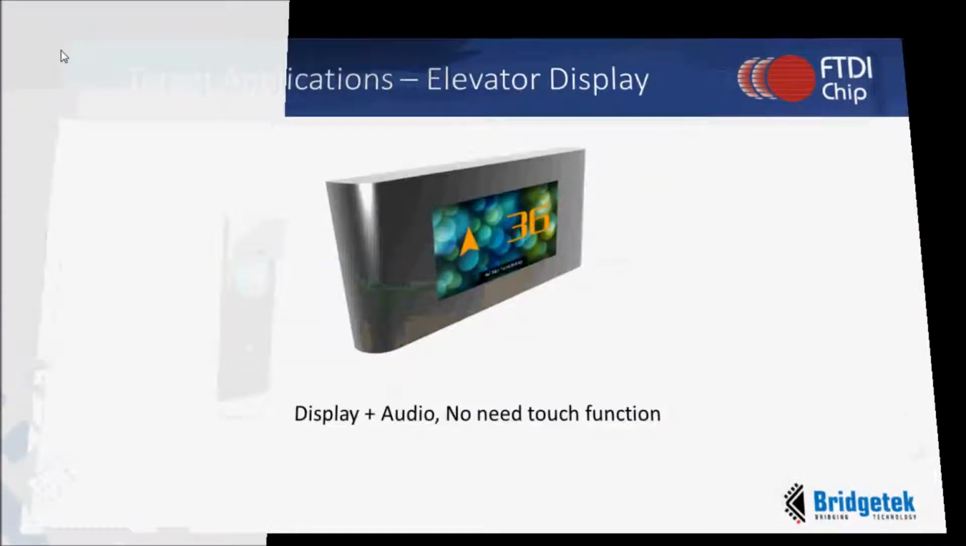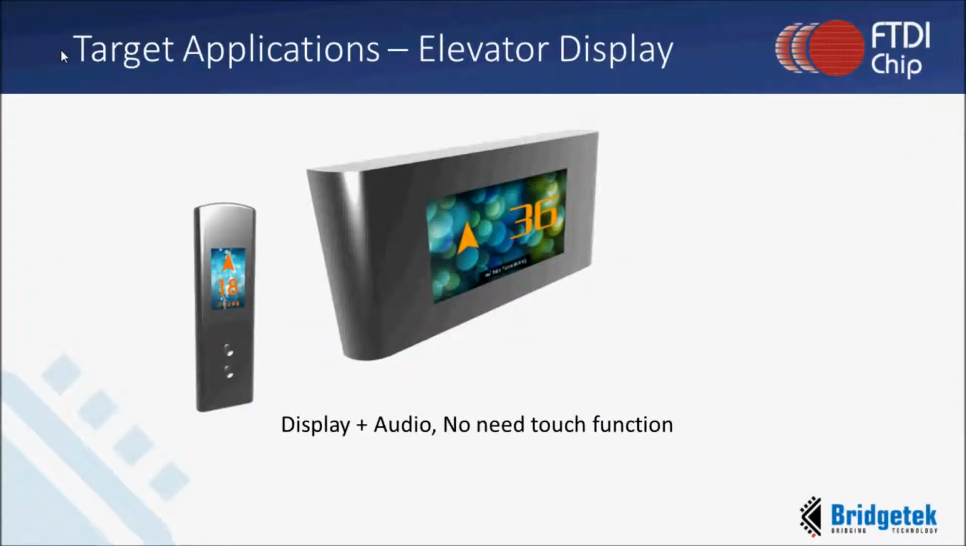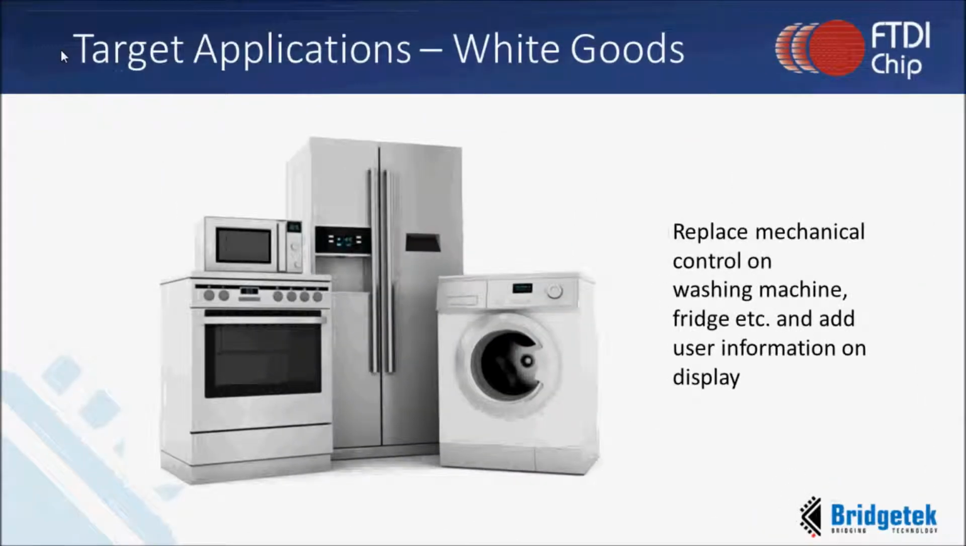The next application we have here is an elevator display. This does not require audio or a touch function, and can just be used to display which floor you're on in an elevator. The next application here is white goods, so you can replace the mechanical control on a washing machine or fridge and add user information on the display.